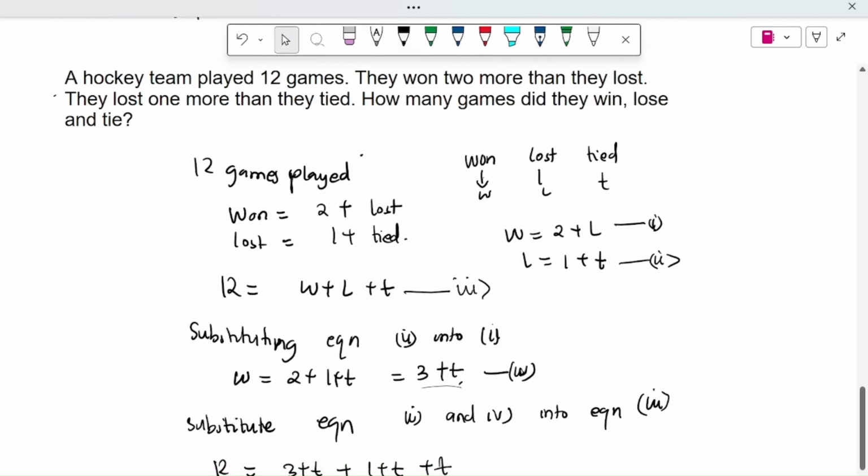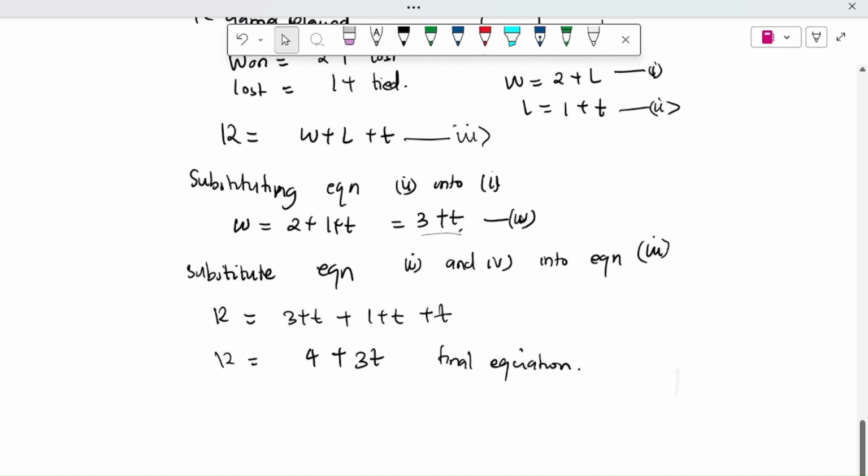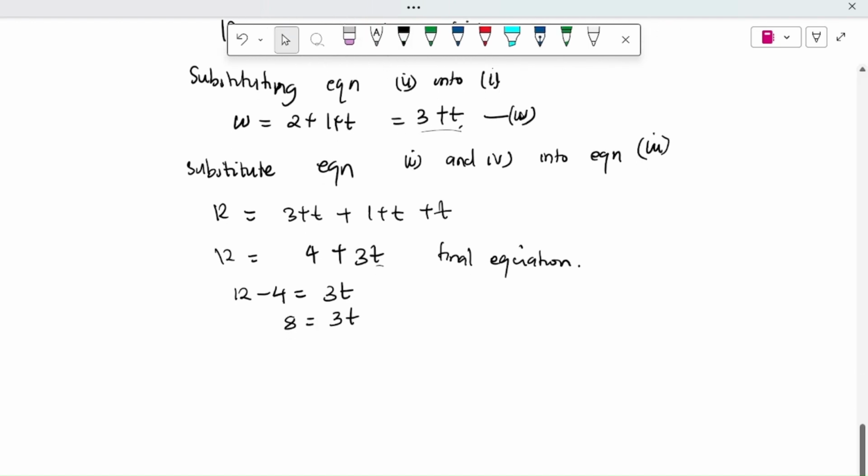The question asks how many games did they win, lose, and tie. So we have to find the winning games, the lost games, and the tied games. We already know that T is the ties. Let's find the value of T. So the 4 goes to the left side, so 8 is equal to 3T. We have to divide both sides by 3. So T is equal to 8 over 3.